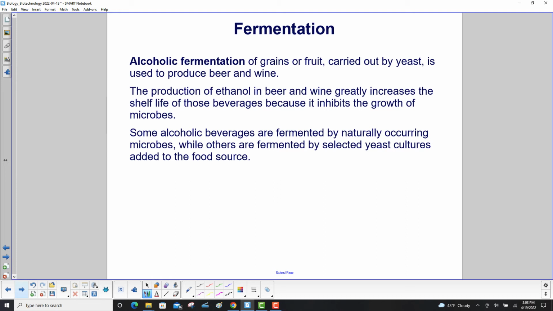Alcoholic fermentation of grains or fruit carried out by yeast is used to produce beer and wine. The production of ethanol in beer and wine greatly increases the shelf life of those beverages because it inhibits the growth of microbes. Some alcoholic beverages are fermented by naturally occurring microbes, while others are fermented by selected yeast cultures added to the food source.